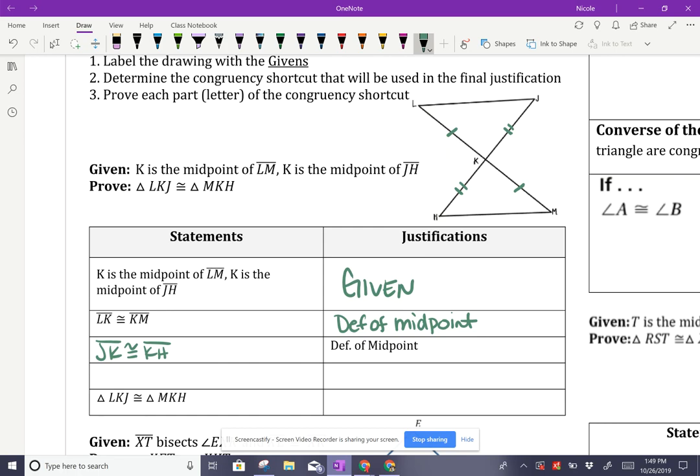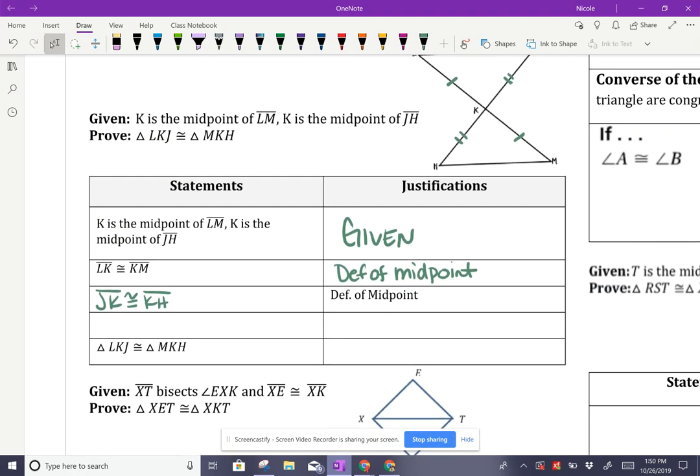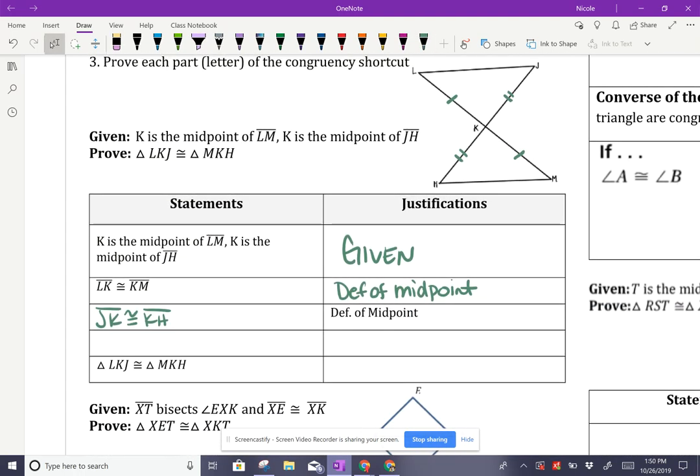So our last bit, we're going to try to use either side, side, side, or side, angle, side, one of these. Looking at what's given, I know two sides, so I'm going to use one of my justifications that uses two sides. Let's look at the list again. We're either going to need to prove that the third side is congruent, but I don't think we have any information to help us with that, or I'm going to need to do side, angle, side. Remember that the angle for side, angle, side has to be included. It has to be in between the two sides.